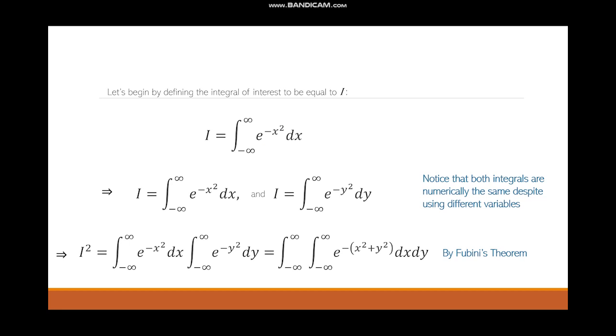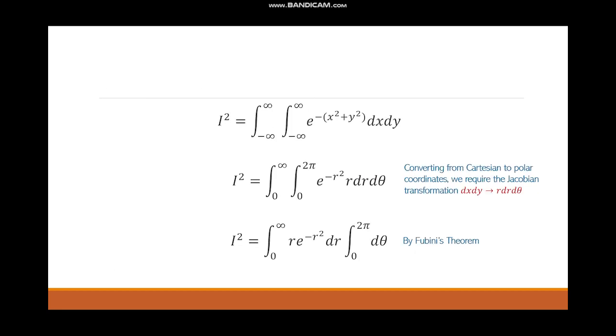Now is the part where Gauss comes in. Notice that if we take I squared, aka multiplying the two integrals together, then we can use Fubini's theorem to convert the two separate integrals into one double integral, because both integrands are functions of a single variable, so we can combine them together into a double integral of a function of two variables. So now we're interested in integrating e to the minus x squared plus y squared dx dy. This might seem like we're making the integral more complicated, but this will actually help us out in the long run. So here's the integral we want to evaluate.